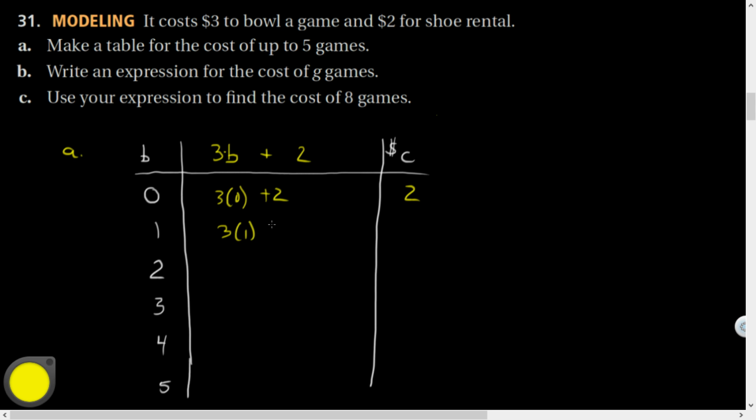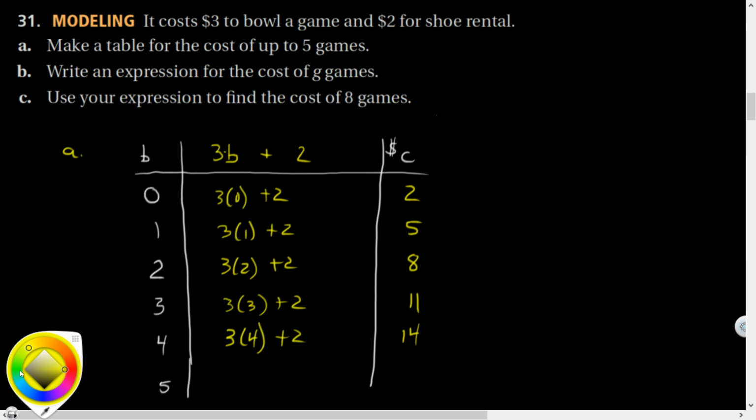3 times 1 plus 2. 3 times 1 is 3, plus 2 is $5. The price for bowling 1 game. 3 times 2 plus 2, 6 plus 2 is 8, right? And you can see we're making a table here. 9 plus 2, that's $11 for 3 games of bowling. All right. 3 times 4 plus 2. 3 times 4 is 12, plus 2 is 14.